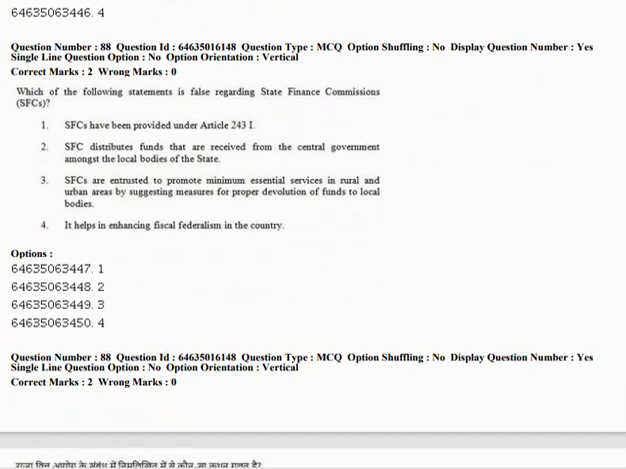Question number 88. Which of the following statements is false regarding the State Finance Commission? State Finance Commission is in 243I, absolutely right. We are looking for the false one. State Finance Commission distributes funds that are received from the central government among the local bodies. It recommends the distribution. This is wrong. The distribution is between local bodies and the state government, not among the local bodies.